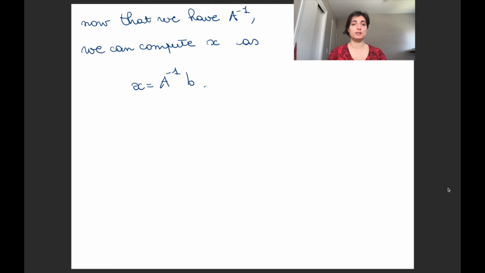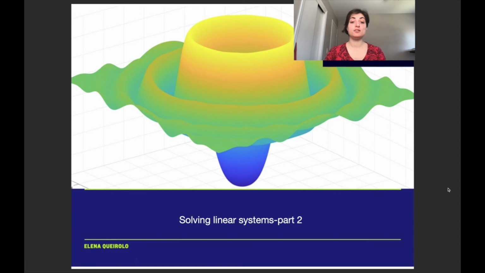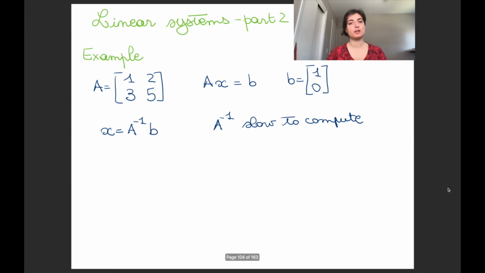Now that we have A inverse, we can compute X as X equals A inverse times B. So let's continue solving linear systems. We have a 2 by 2 matrix A, a vector B, and we want to find X such that AX is equal to B. And we know by what we have talked about until now that X is A inverse times B. Sometimes A inverse is slow to compute.